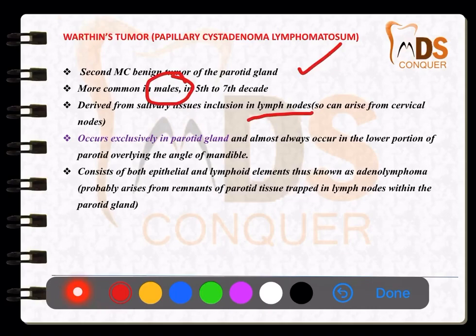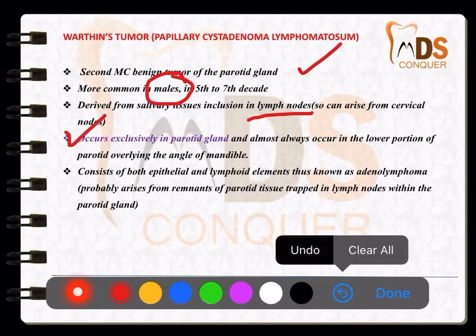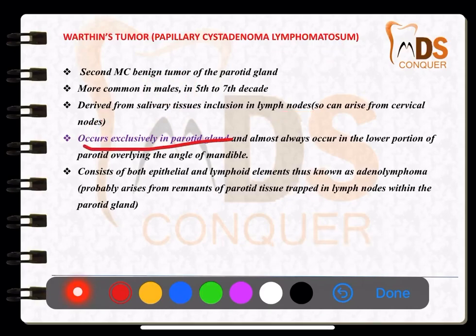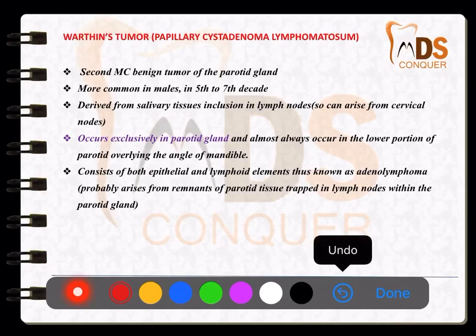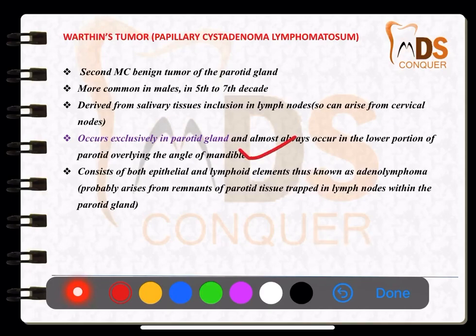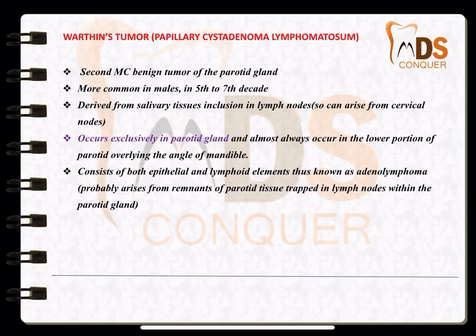One more important thing is it occurs exclusively in the parotid gland. So if asked which of the following tumors occurs exclusively in the parotid gland, then it is Warthin's tumor. It occurs almost towards the angle of the mandible, in the lower portion of the parotid overlying the angle of the mandible. Next, it consists of epithelial as well as lymphoid elements, and thus it is known as adenolymphoma. Since it has lymphoid components as well as epithelial, it is called adenolymphoma.